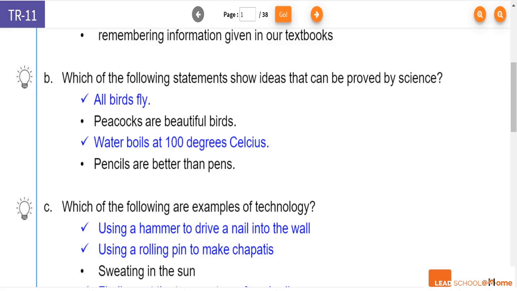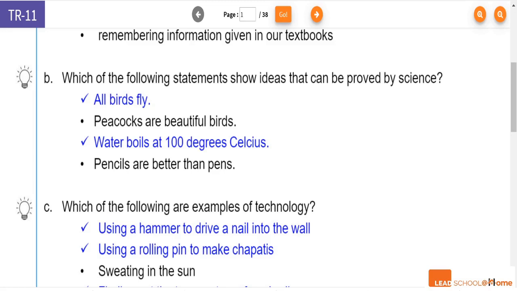Same way, using a rolling pin to make chapatis. Otherwise, imagine how difficult it would be to make chapatis. Keep hitting them in your palms. That would have been a real tough job. But because of the rolling pin, we are able to make chapatis easily. So these two are examples of technology, how we use science to make our lives easier.